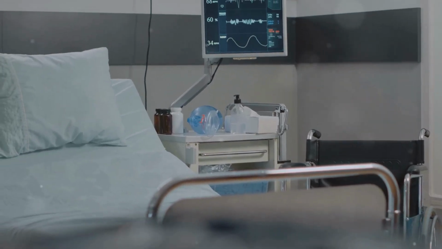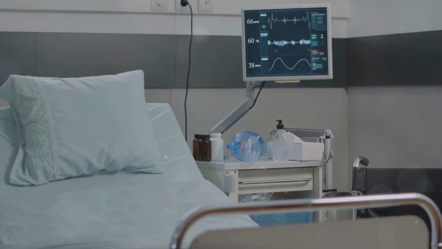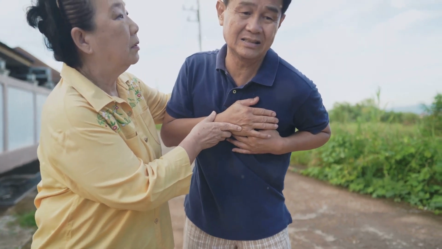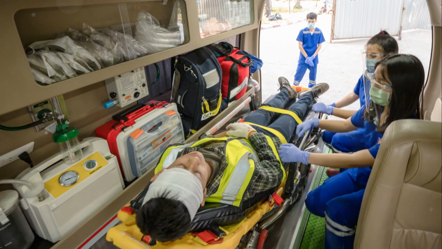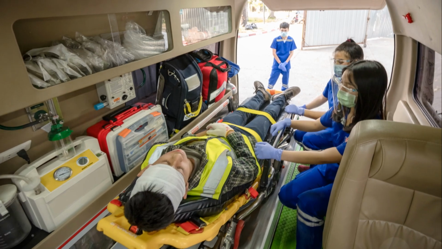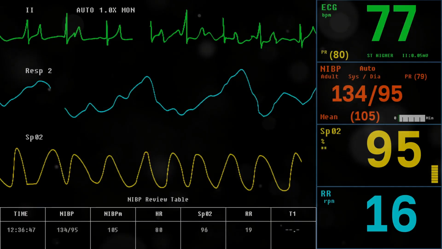For the general public, understanding the urgency of heart block symptoms can prompt quicker action. Recognizing the signs and knowing when to call for emergency help can make a critical difference in outcomes. Public education on this topic is essential for community health and safety.